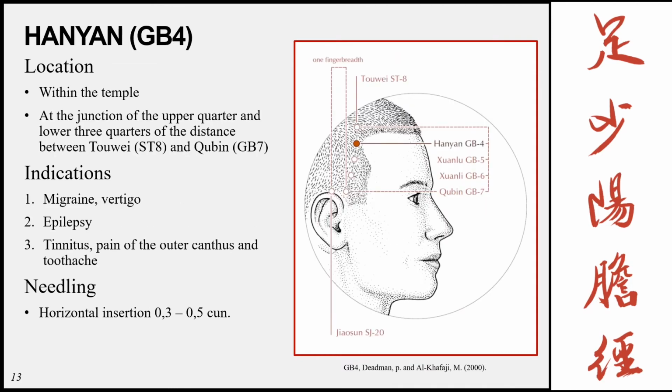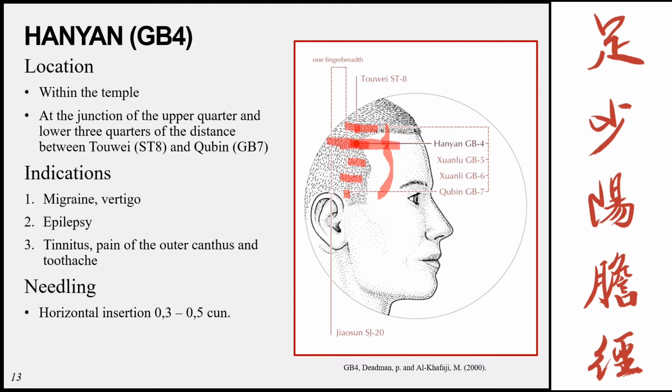The next point, GB4, also known as Hanyan. This point is located within the temple area, at the junction of the upper quarter and the lower 3 quarters of the distance between Touwei, Stomach 8, and Xuanli, GB7. Stomach 8 is over here, and GB7 is down here, and we've got to divide this distance into 4 equal parts. So here's 1, 2, 3, 4, and then we're at the junction of the upper one and the lower 3. That's right over here, and that's the location of GB4.